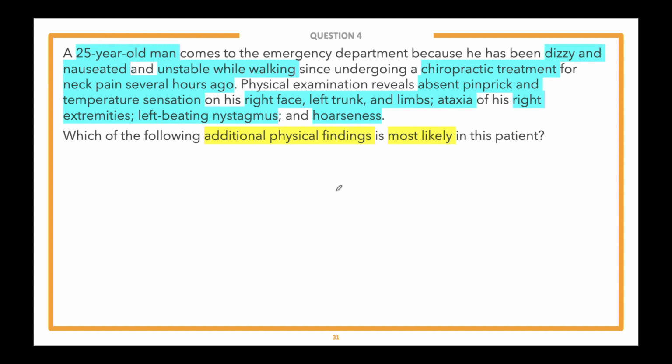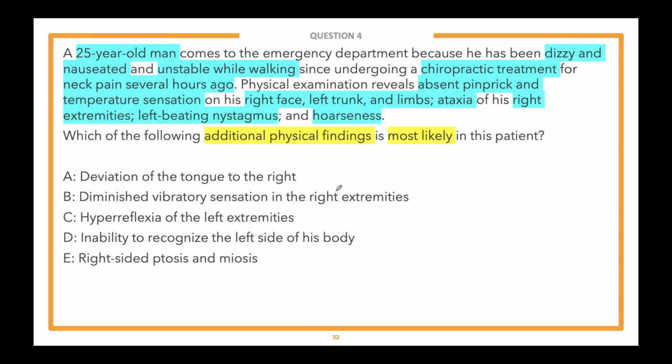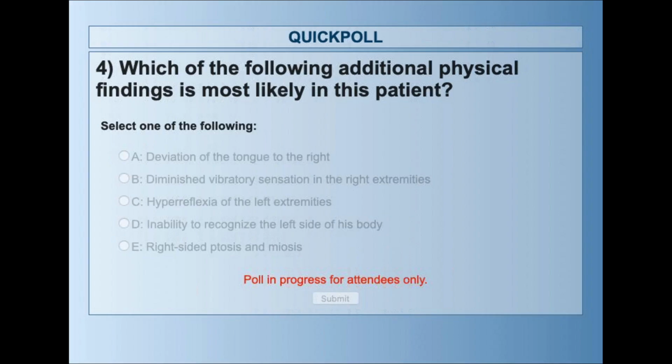Let's take a look at these answer choices. Once again, we're going to start at the bottom and work our way up to the top. Answer choice E, right-sided ptosis and miosis. D, inability to recognize the left side of his body. C, hyperreflexia of the left extremities. B, diminished vibratory sensation in the right extremities. And A, deviation of the tongue to the right. We're going to open up that poll. Go ahead and select the answer choice you think is the best answer, and we'll talk about it in just a few seconds.